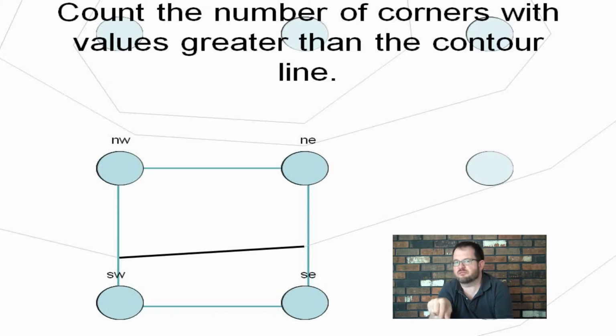Let's say I'm drawing the 1000 millibar contour. How the 1000 millibar contour crosses through that box is going to depend on the values of the pressure at the four corners. Or let's say I'm drawing the 50-degree isotherm. Then what will matter is the four temperatures at the four corners of the box. The first thing we have to figure out is how many corners are greater than the value of the contour, like 50 degrees Fahrenheit. How many of those corners are greater than that?